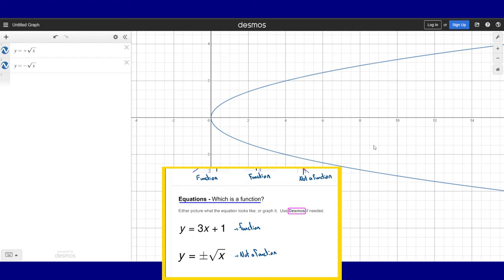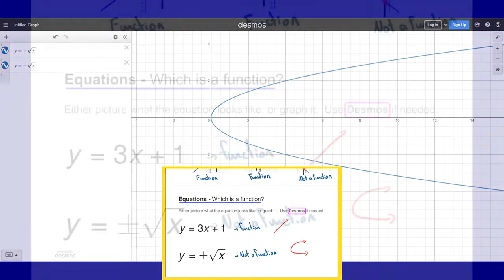And just for argument's sake, again, remembering what it looks like: the 3x plus 1 was just a line. The plus or minus the square root of x was kind of like a sideways parabola. So again, we can see that one is a function and one is not a function, using Desmos to create a graph to use that vertical line test.